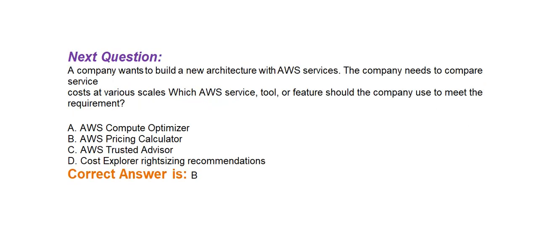Next question is, a company wants to build a new architecture with AWS services. The company needs to compare service costs at variable scales. Which AWS service, tool, or feature should the company use to meet the requirement? Option A, AWS Compute Optimizer. Option B, AWS Pricing Calculator. Option C, AWS Trusted Advisor. Option D, Cost Explorer Right Sizing Recommendations. Correct answer is option B, AWS Pricing Calculator.